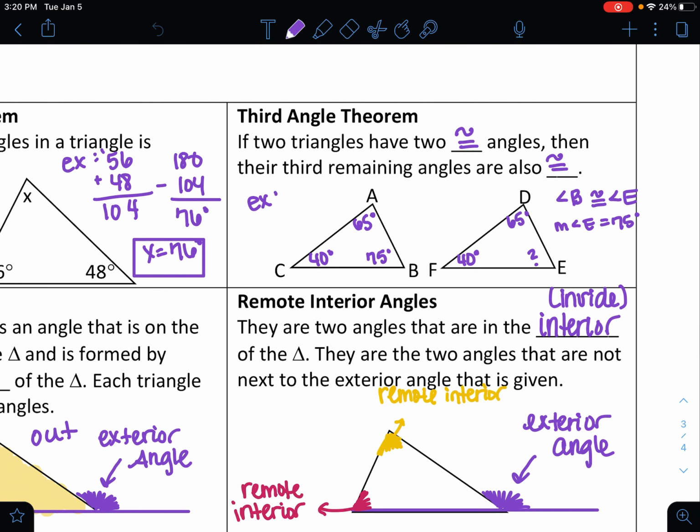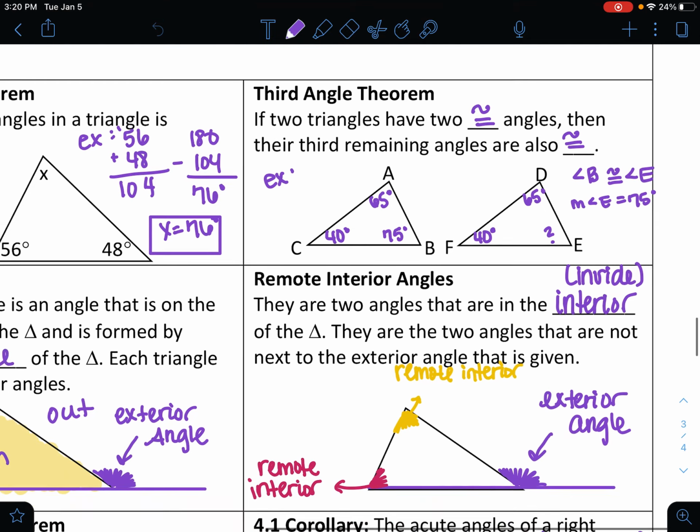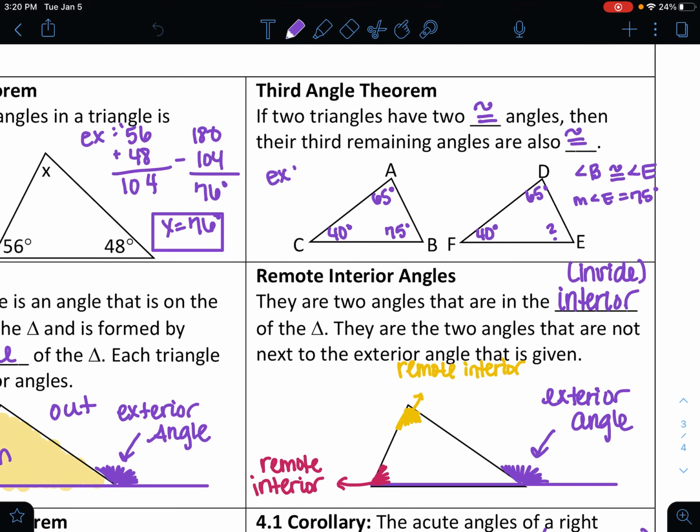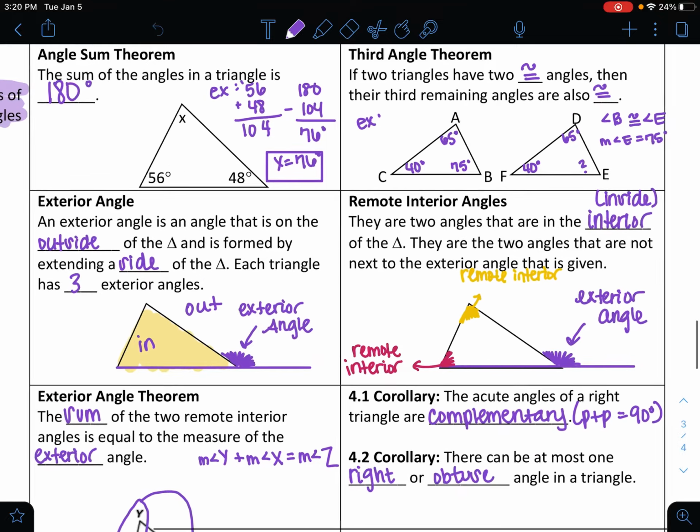The third angle theorem is if you have two triangles that have two congruent angles, then the third remaining angles are also congruent. So pause and copy that down.